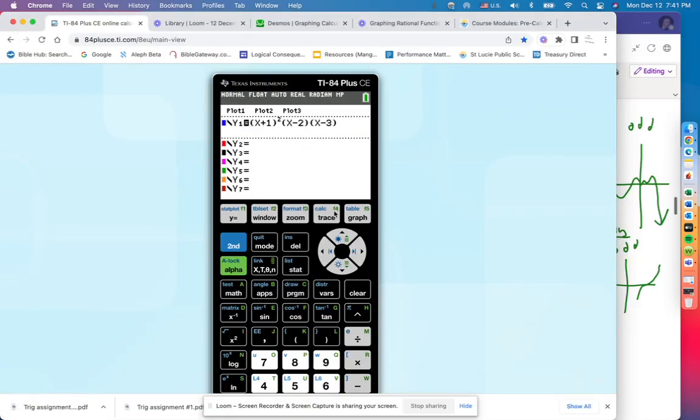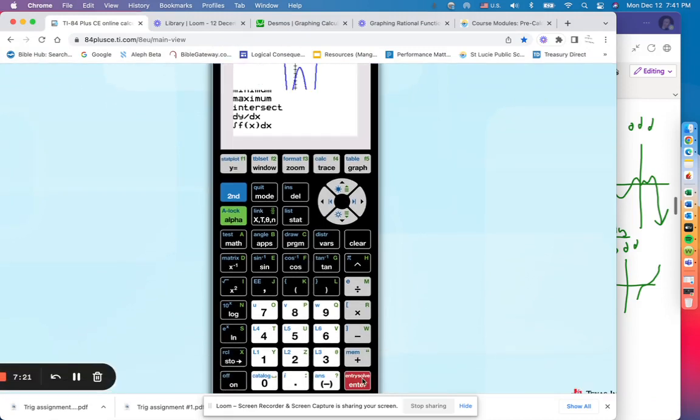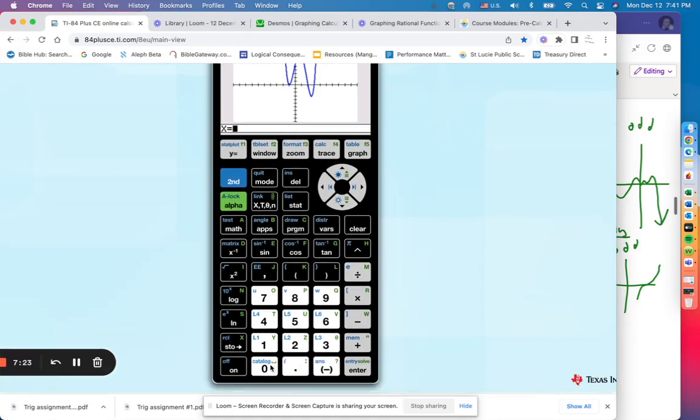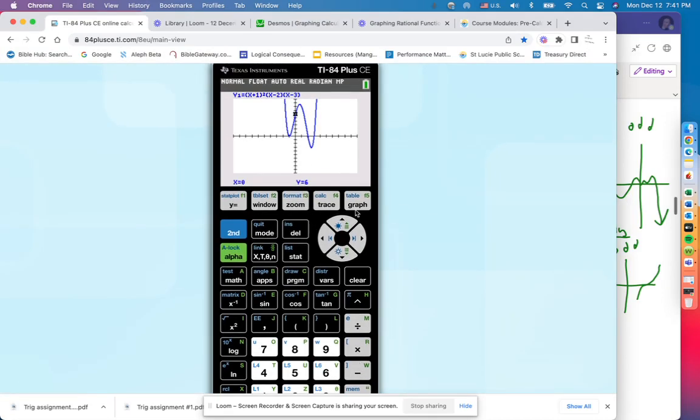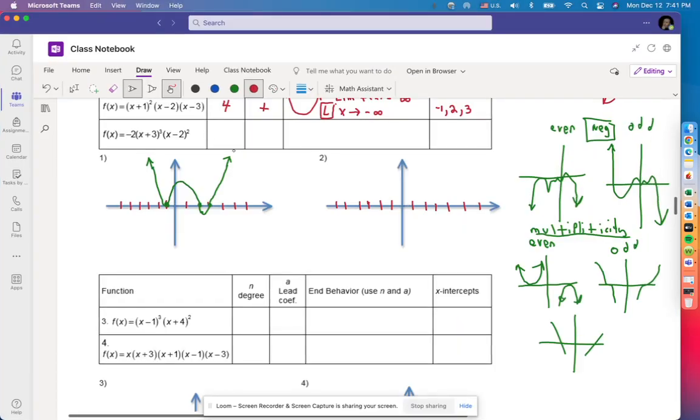Go second trace. Then I'm going to go value. I'm going to type in a 0. That's going to give my y-intercept. Bam. My y-intercept is 6. Okay? Let's go back over here, and let's draw a 6 on there. Let's do that. And let's just do black. So this is 0, 6.